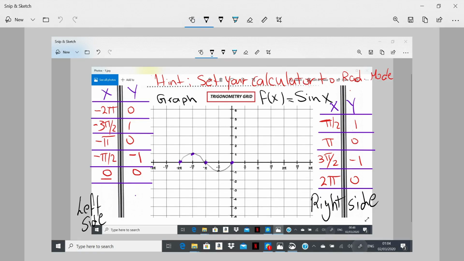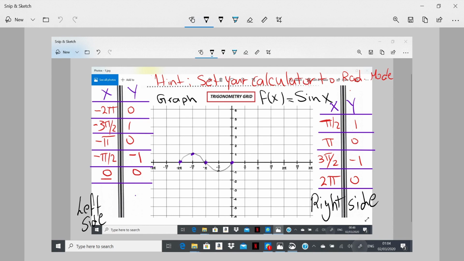Lesson 4.4, graphing the sine x function. We are going to start to define how you can graph the sine functions and the cosine functions, both of them. This is lesson 4.4. Let's start with sine x.